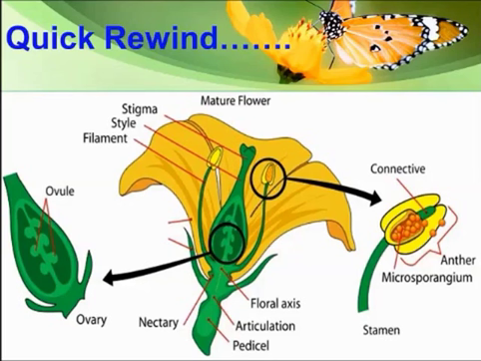So now let's have a quick recap and brush up our previous lecture and quickly move on to the next unit. In this figure, you can see the structure of a complete flower, which is also called a perfect flower, a bisexual or a hermaphrodite flower. Such a flower includes all the four whorls, that is, the calyx, corolla, androecium and gynoecium.